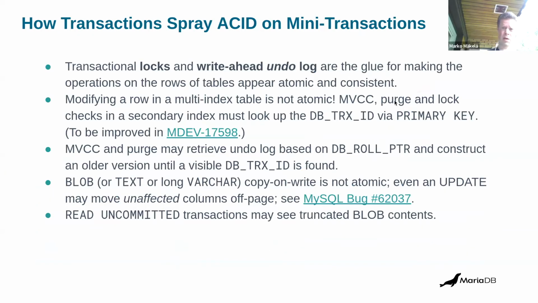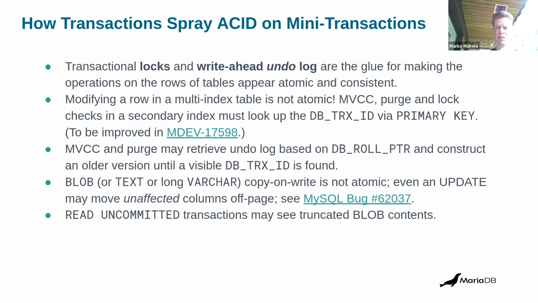So the locks and the undo log are the glue that make this mini-transaction layer appear atomic and consistent for the SQL layer. Like I said, modifying a row in a multi-index table is not atomic. It cannot be atomic. So we work around this effect by making some extra steps when accessing secondary indexes.